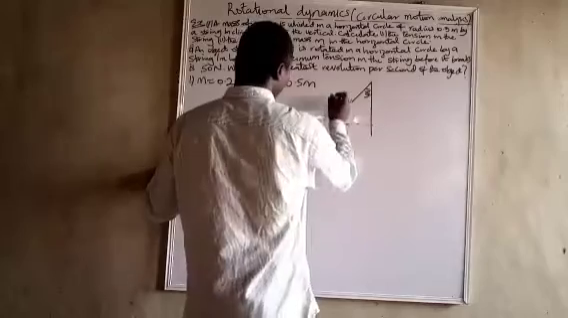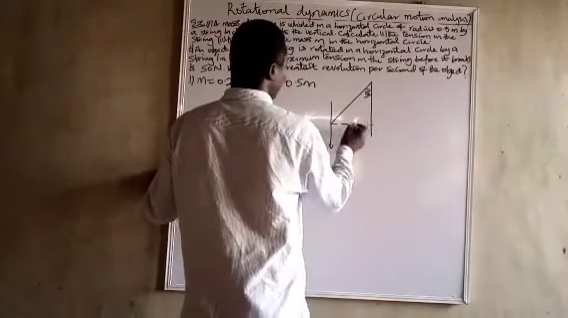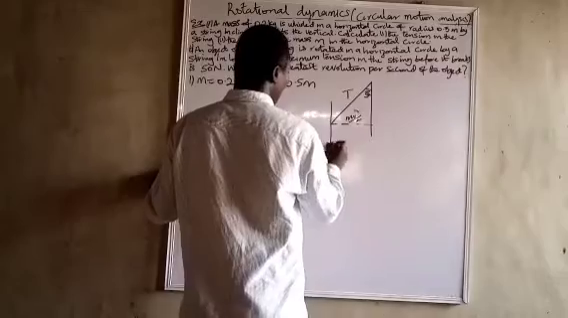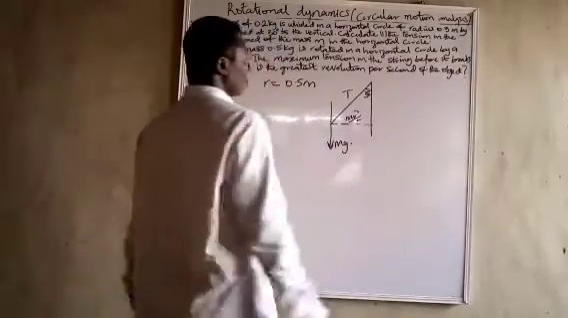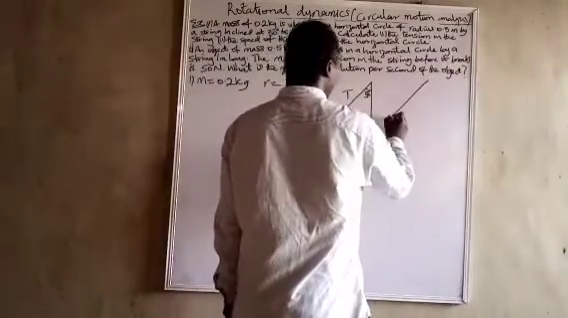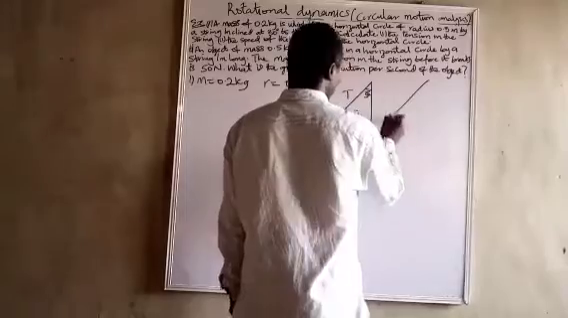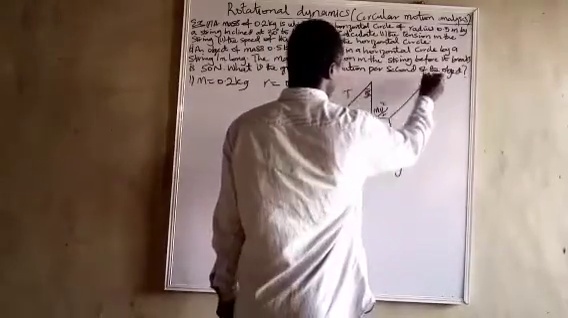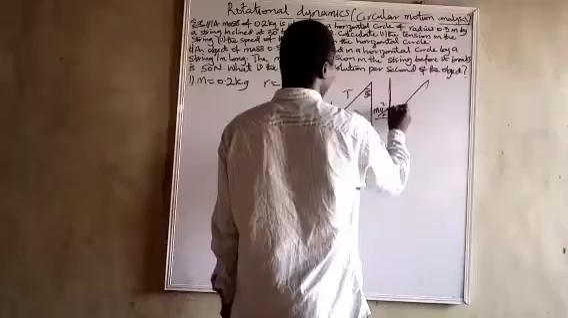So we can see that this is T. This one will give us mv squared over r, and this one will give us mg. Going by this, we can draw the diagram like this: mv squared over r, mg. And since this is 30, this angle will be 30 degrees.